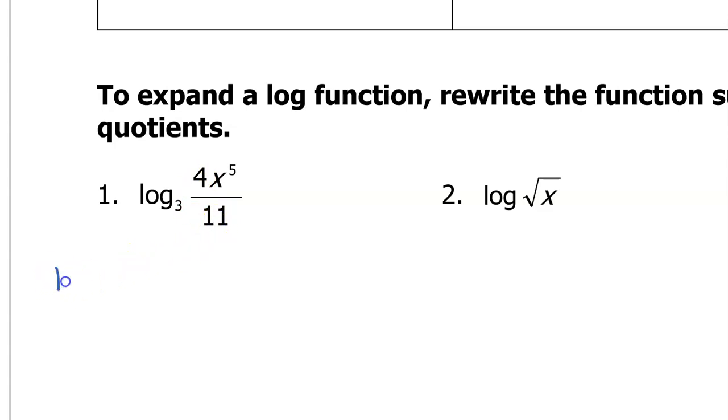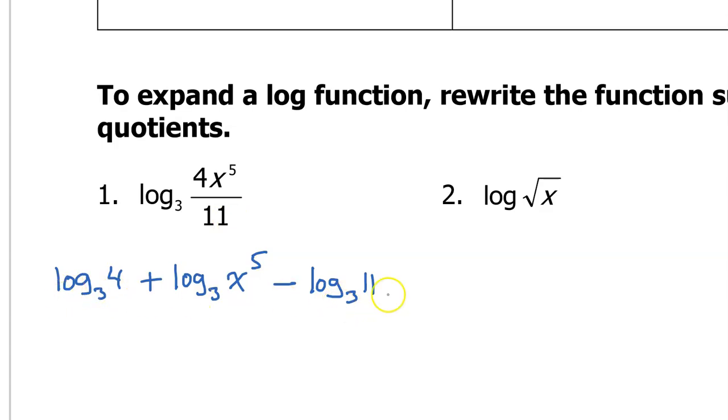So I'm going to do log base 3 of 4. That's positive because it came from the numerator. And then I will have plus log base 3 of x to the 5th power. That's positive because it came from the numerator. But then I will have minus log base 3 of 11. That last term was negative because it came from the denominator. That's your quotient rule sneaking in here.